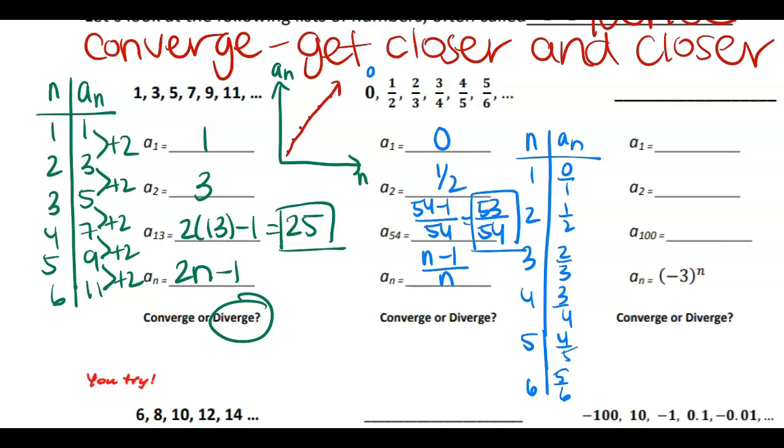Okay, well, 0 is just 0. 1/2 is 0.5 as a decimal. 2/3 is about 0.6 repeating as a decimal. 3/4 is about 0.75.